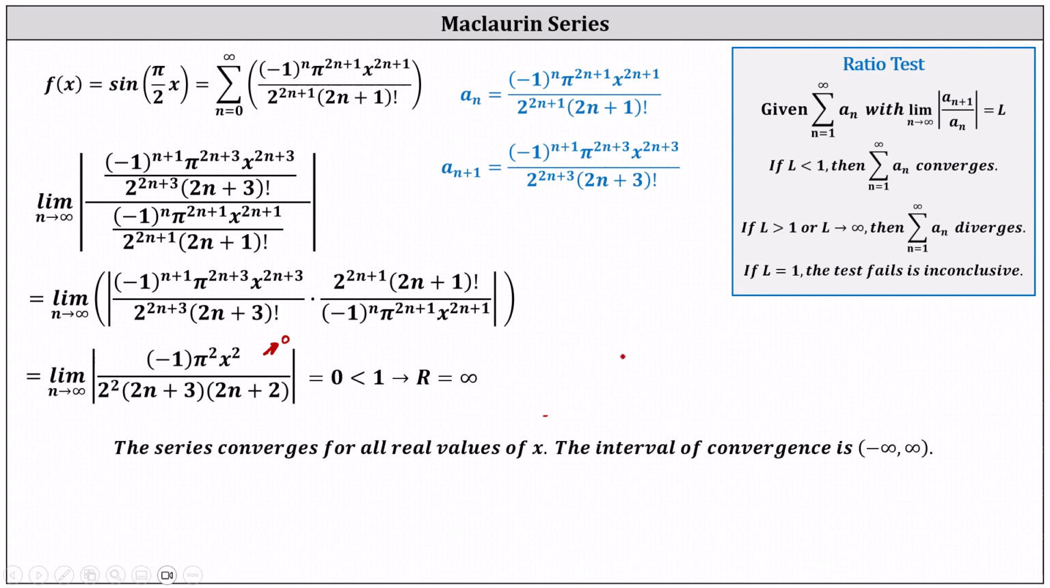So again, the series converges for all real values of x, and therefore the interval of convergence would also be all real numbers, which would be the open interval from negative infinity to positive infinity. Before we go, let's look at the graph of the original function, as well as the graph of the first several terms of the Maclaurin polynomial.